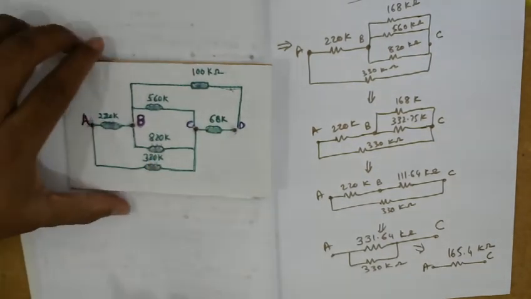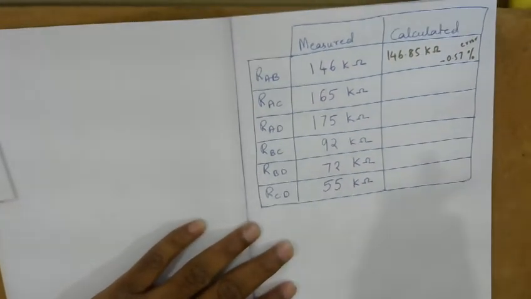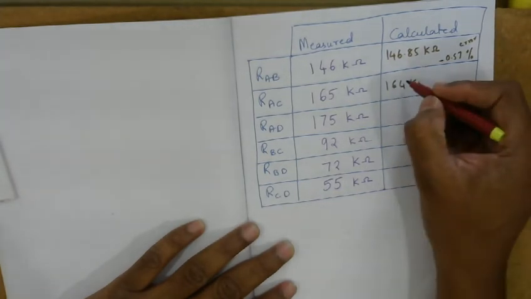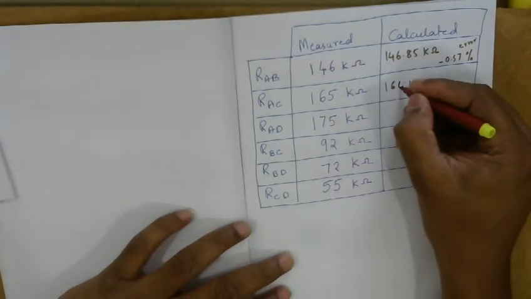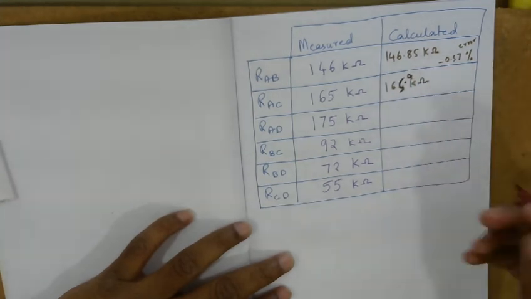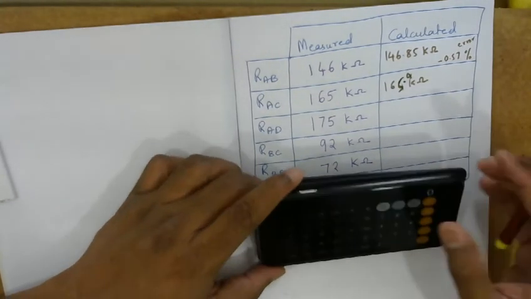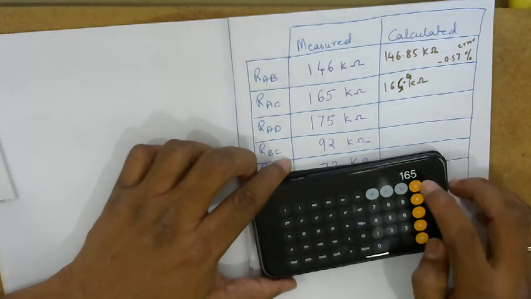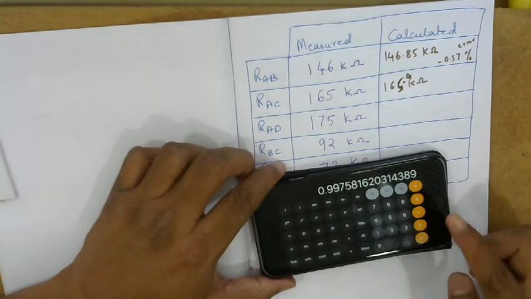And if you see at the beginning of the video, we measured it and the value was 165. So the calculated value is 164, I'm sorry, 165.4 kilo ohm. And again, how do we find the error? We use this as the reference and then calculate the error out of that. So 165 divided by 165.4. Okay, so the error is this much.